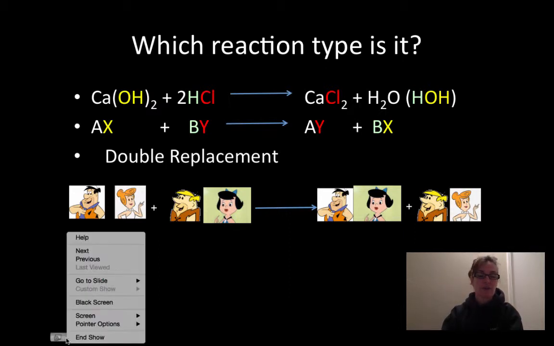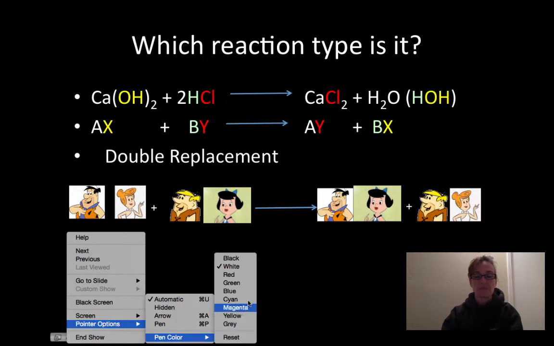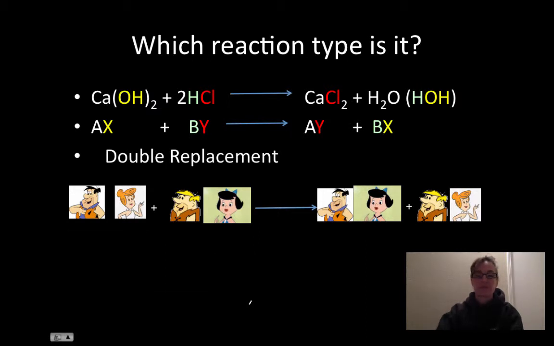I have calcium hydroxide at the beginning of my reaction, and at the end I have calcium chloride. So these anions have switched places, just like Betty and Wilma have switched places down here. And so I end up with calcium chloride and then hydrogen hydroxide, which I will call water.